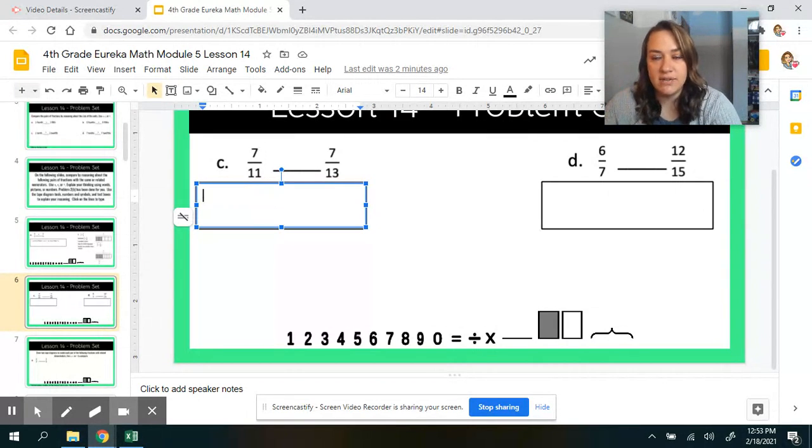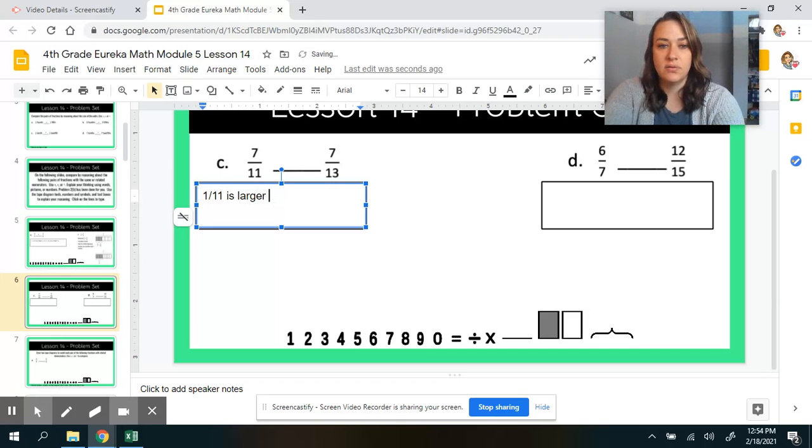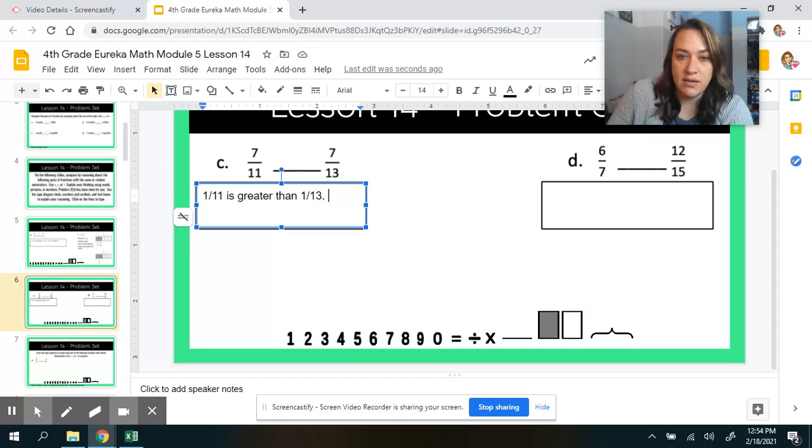11ths or 13ths? Think about if I cut that pizza into 11 pieces and then I cut this pizza into 13 pieces, which one's going to have the larger pieces? It's going to be the 11ths, right? Because we didn't have to cut it as many times. So 1/11th is greater than 1/13th. So if 1/11th is greater than 1/13th, then that means my 7/11ths is going to be greater than my 7/13ths.